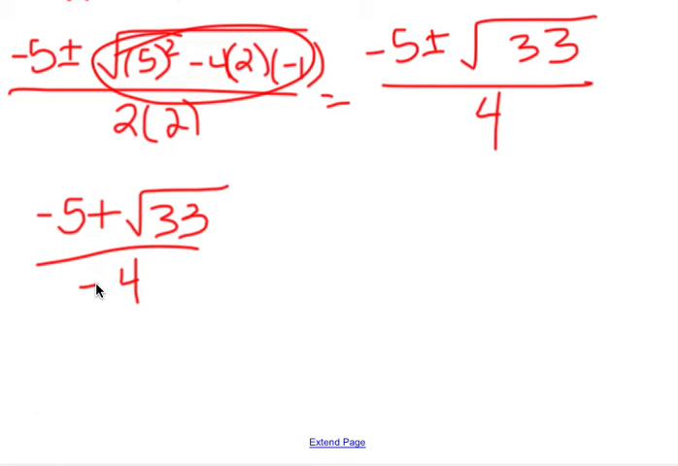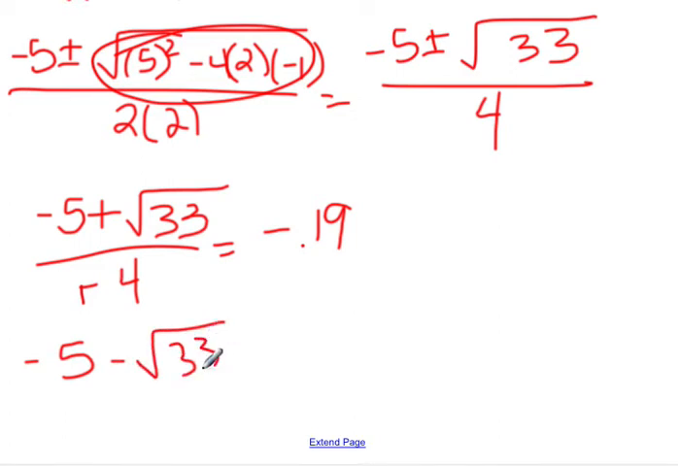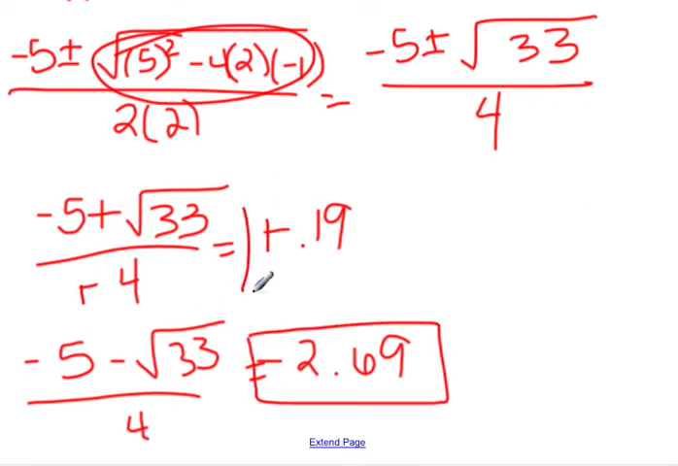a positive 4. I'm sorry. And that's going to give me a negative 1.9. Then I'm going to do negative 5 minus the square root of 33, hit enter, and then divide that by 4. And I get 2.69. I believe this one should be negative and this one should be positive. I have it flipped around on my answer key. So that's your final answer for number 6.